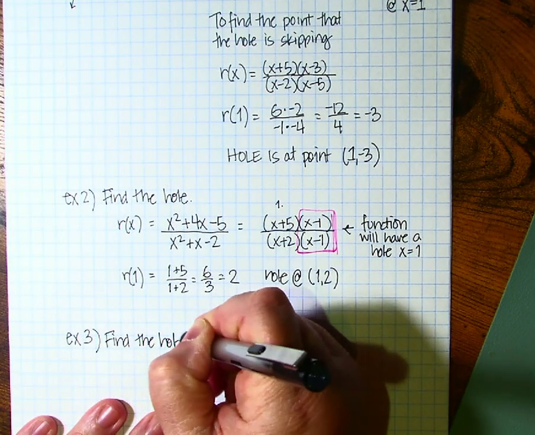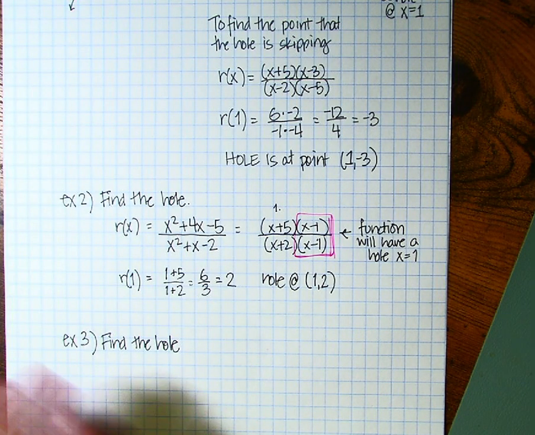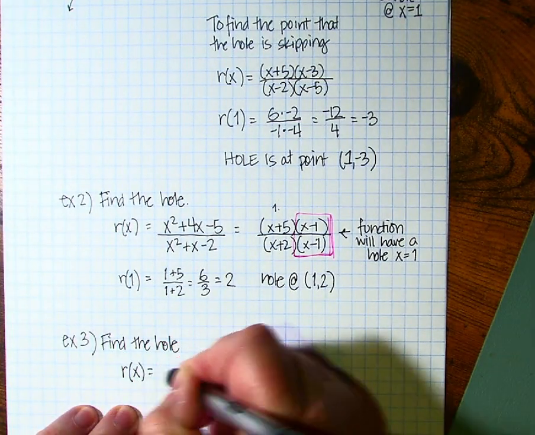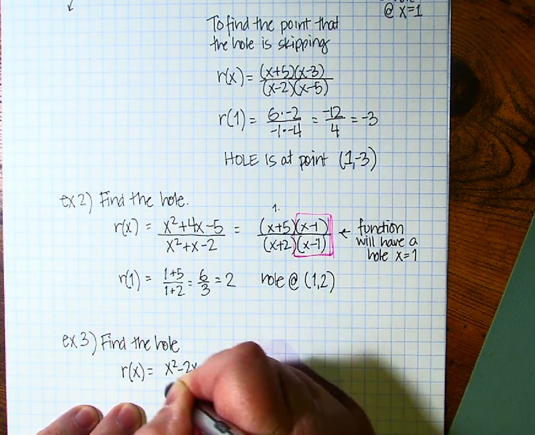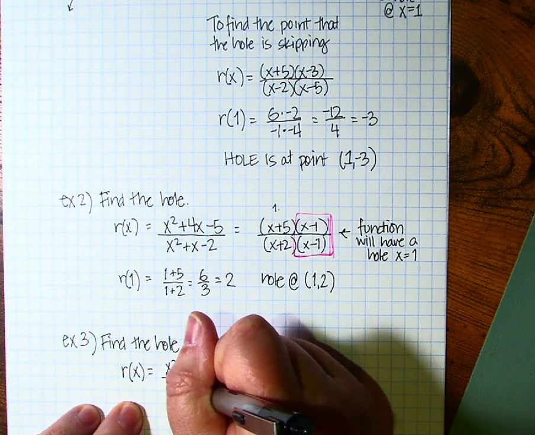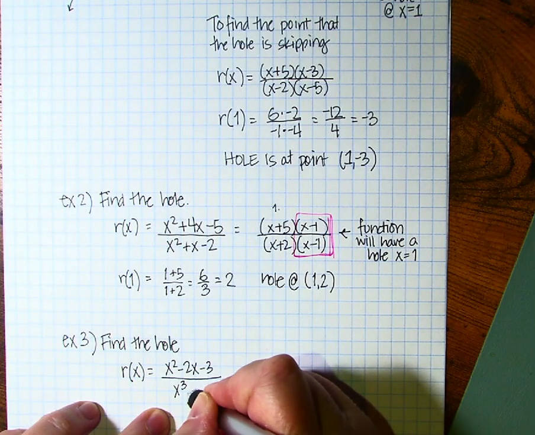One more time. If we're going to find the hole, what do I got this time? It's got an x squared minus 2x minus 3. All right, and then in the denominator, I think I have an x cubed minus 27.